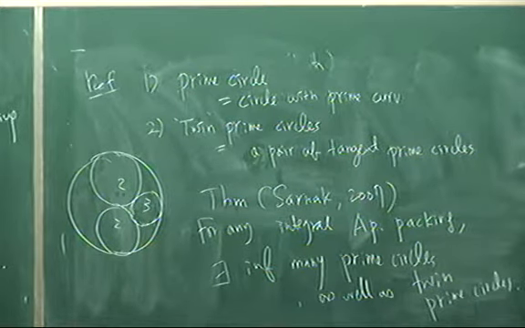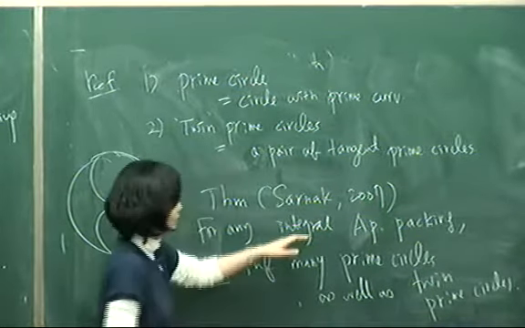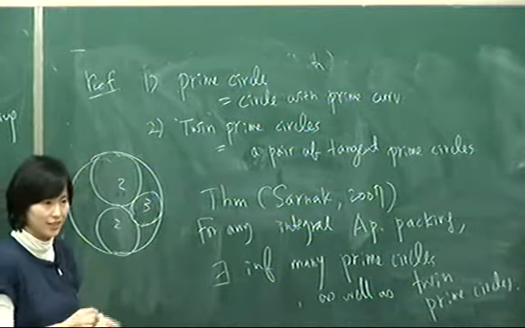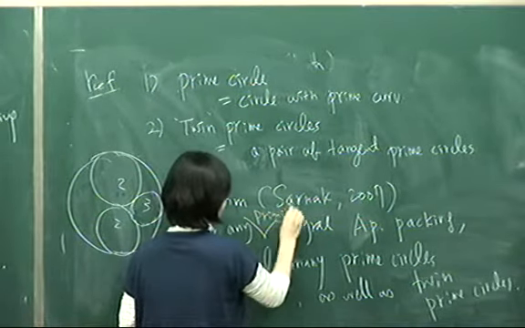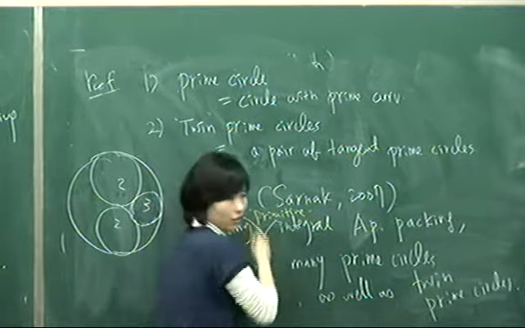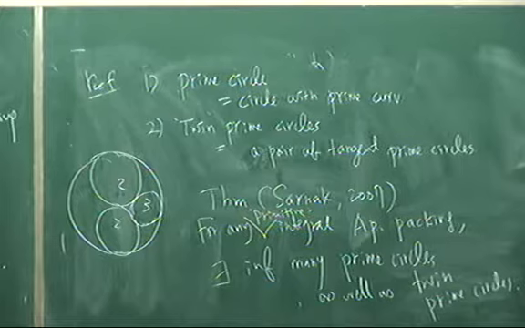But in fact, to make this theorem true, I need to assume something about this integral Apollonian packing. I need to assume it's primitive. Primitive means that the greatest common divisor of all the curvatures must be 1. Otherwise, we cannot hope for any primes, right? Of course, we can rescale all the curvatures so that this will be primitive, and then we can talk about primes and twin primes.